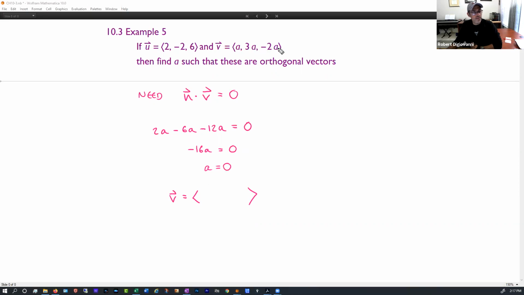0, 0, 0, right? So if I give you the vector U, and I tell you that the vector V has to be A times 3 times A times -2 times A, and they need to be orthogonal, the only way that's ever going to happen is if the vector you're using up here for V is the 0 vector. Remember, that's the 0 vector.